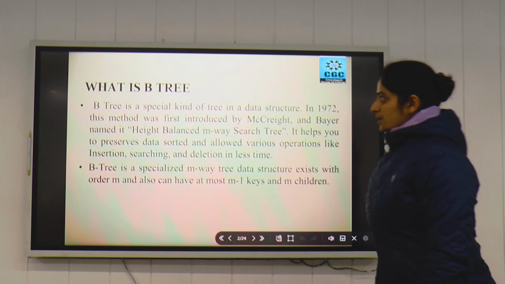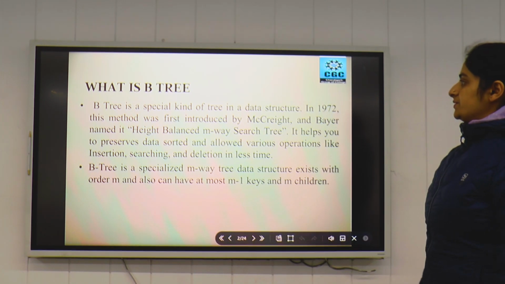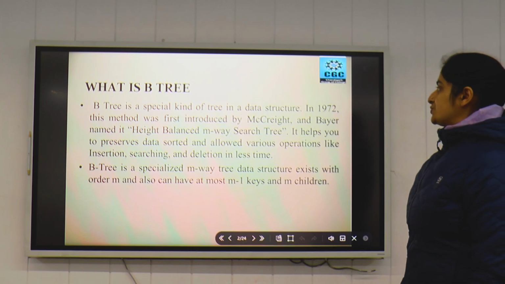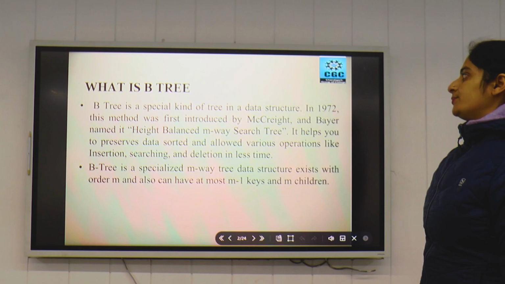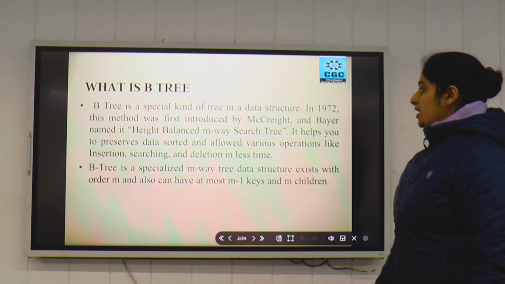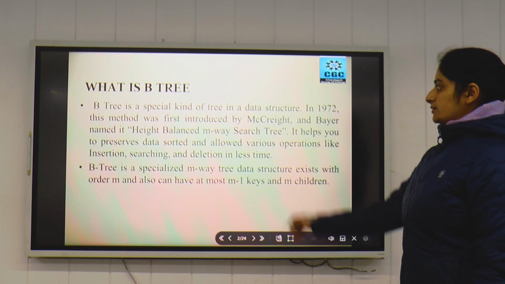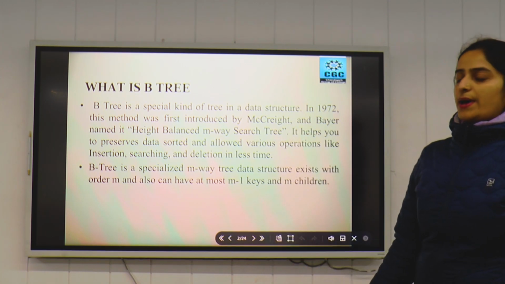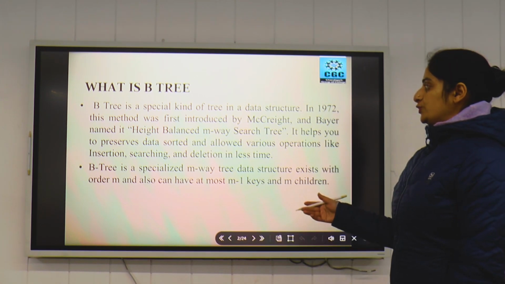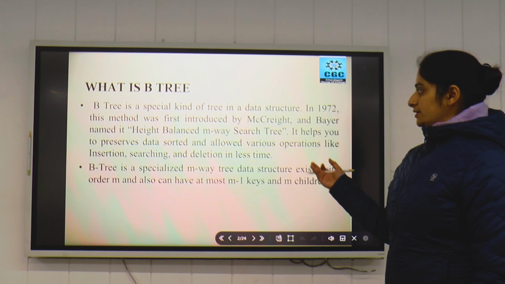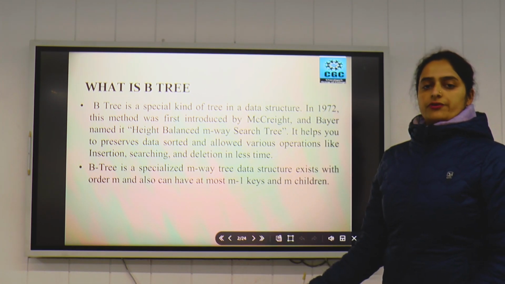Let us discuss that. A B-tree is a special kind of tree in data structure. In 1972, this method was first introduced by McCreight and Bayer, who named it a height-balanced M-way search tree. A very good keyword also comes here, that is balanced. What does balanced mean? Balanced means that the data elements I sort in this efficient data structure are going to be sorted in a perfect order.